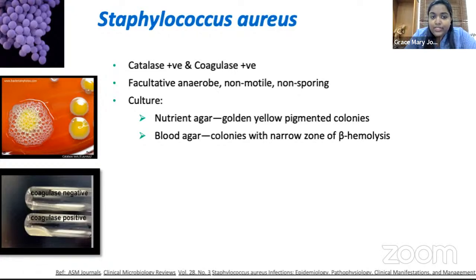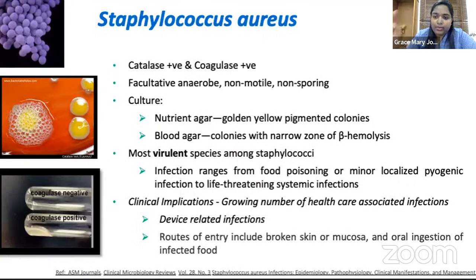So in the nutrient agar, it causes golden yellow pigmented colonies. The term aureus means gold. So like you see here, they can produce golden colonies, and that's why it is called Staph aureus. And in the blood agar, when it comes to beta hemolysis, for streptococci there are multiple things, and for staph, the Staph aureus comes under the beta hemolysis. It causes hemolysis, and therefore that zone of hemolysis is visible when you put it in blood agar.